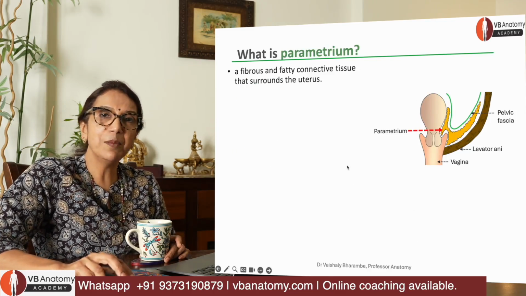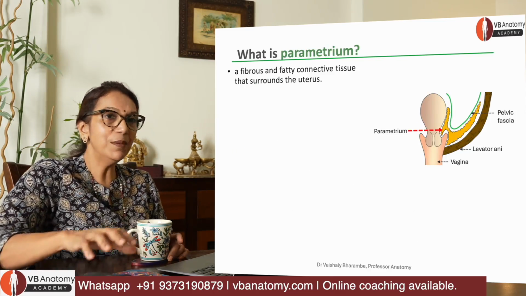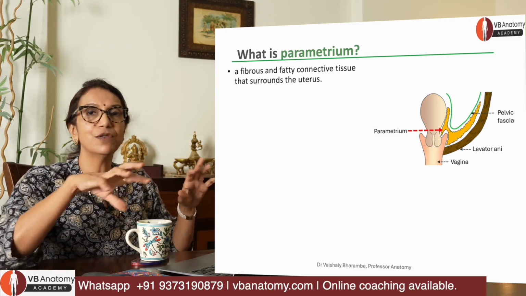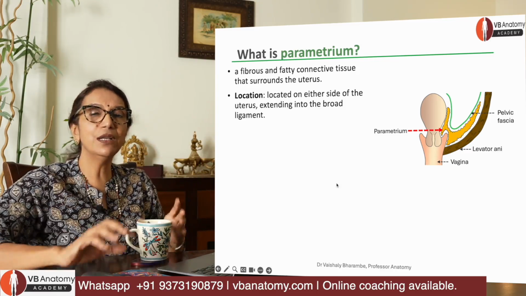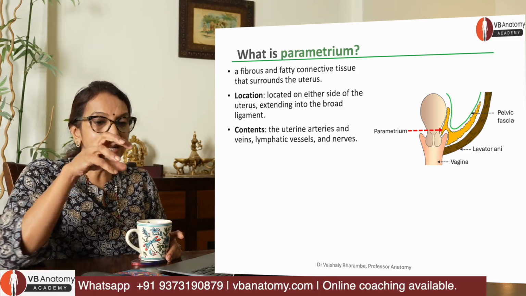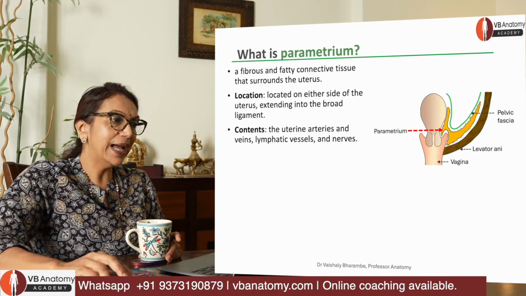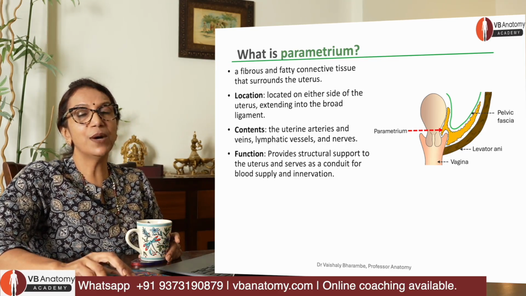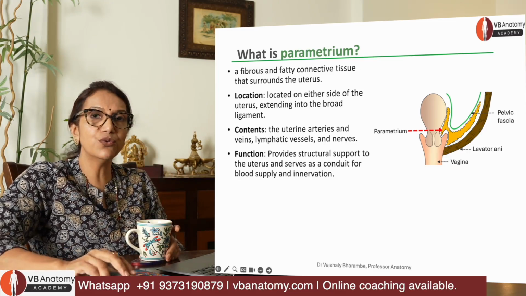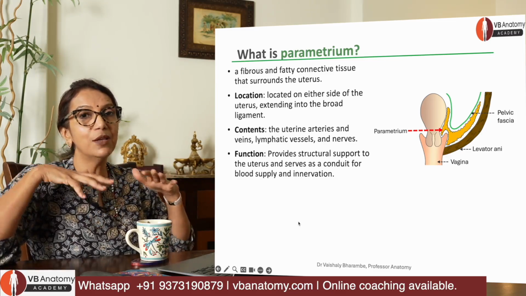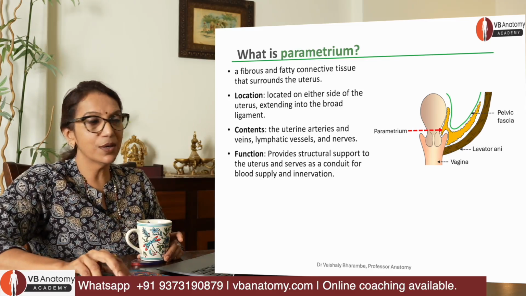Question is, what is this parametrium? There is endometrium, myometrium, perimetrium. What is parametrium? Parametrium is a lot of fibrous and fatty connective tissue which surrounds the uterus, on either side of the uterus, extending between the two layers of the broad ligament. It contains the uterine arteries, veins, lymphatic vessels, nerve plexuses, and it provides structural support. So, it can condense to give strong structural support to your uterus, along with being a layer through which blood supply and nerve supply traverses, reaching various individual pelvic organs.